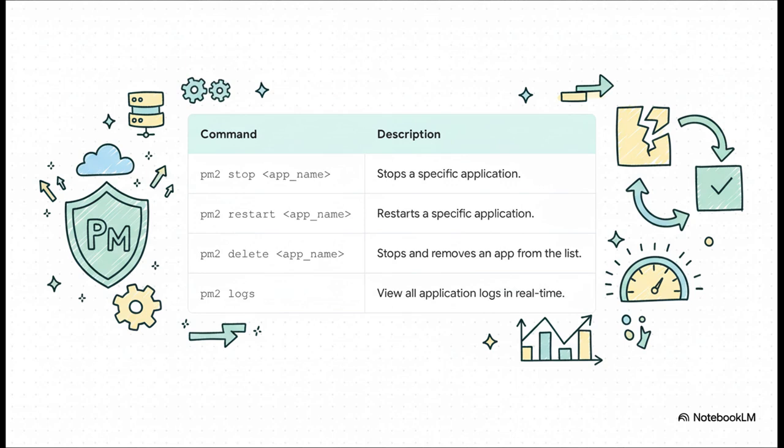Okay, let's talk about day-to-day management. It is so intuitive. You've got these core commands: pm2 stop, pm2 restart, pm2 delete to remove it from the list, and pm2 logs to see what's happening in real time. Honestly, these 4 commands right here, they're going to cover 90% of what you'll ever need. It's just a simple, super powerful toolkit.